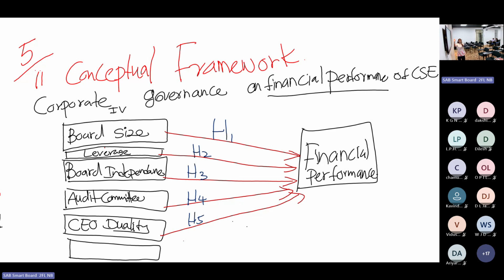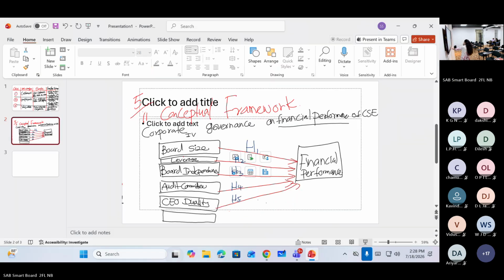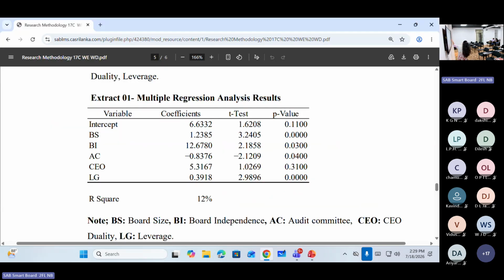We looked at whether board size has an effect on financial performance in this research. What was the result? Is there an impact? Is there a significant impact? Yes, there is an impact.